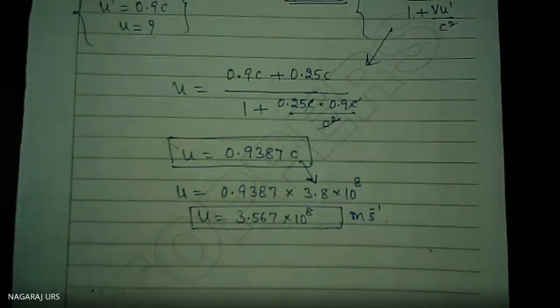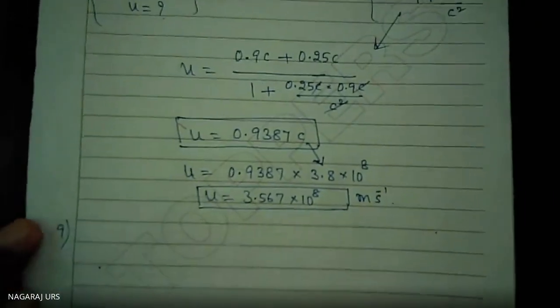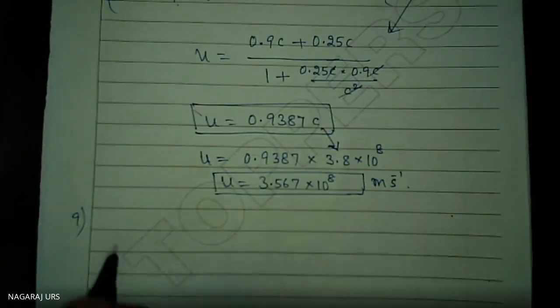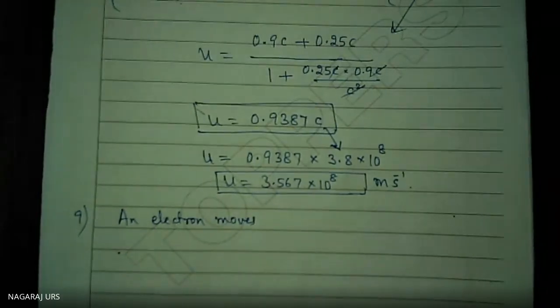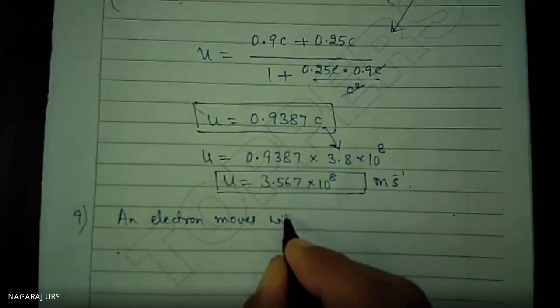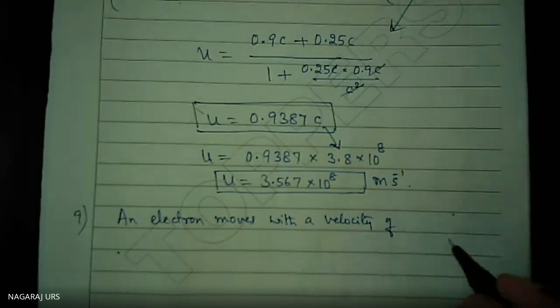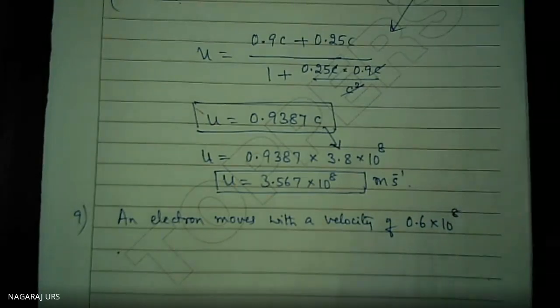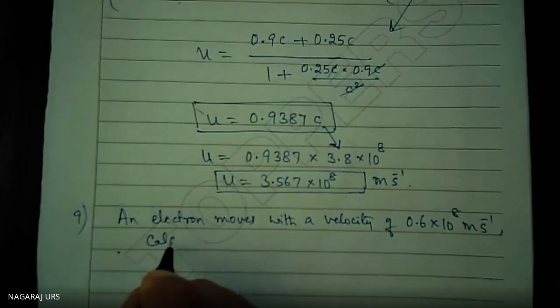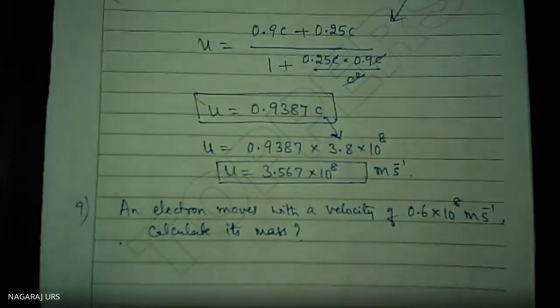Next question. Problem number 9. An electron moves with a velocity of 0.6 times 10 to the power 8 meter per second. Calculate its mass.